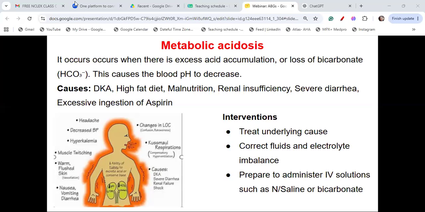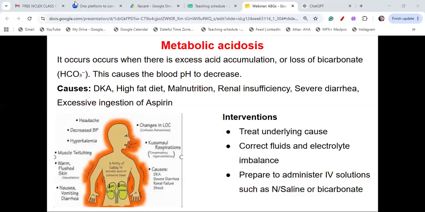Also, another one is hyperkalemia, muscle twitching, warm, flat skin because of vasodilation. In addition, you have nausea, vomiting, and diarrhea. There are changes in the level of consciousness. For one who has DKA, they're going to get the Kussmaul's respirations.